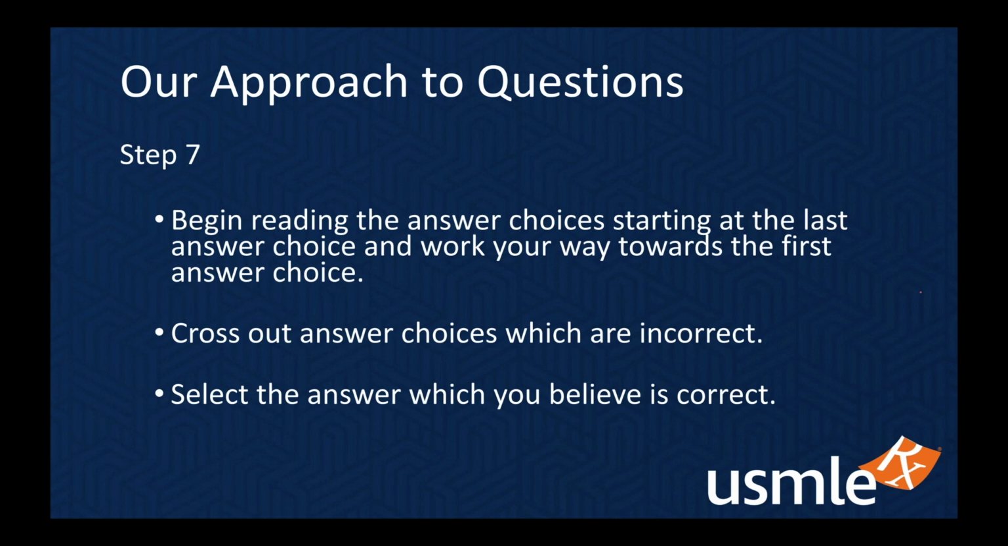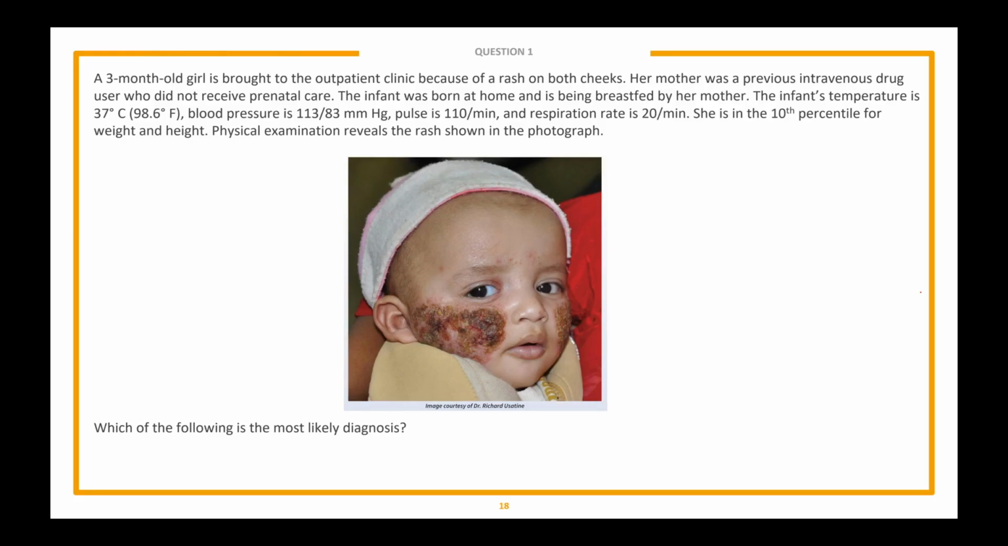So now that we've gone over our approach, let's do some questions together using this dissection technique. So now we'll move on to the next slide and we'll approach our first question together. Question number 1. So again, we'll begin with step number 1, which is to cover your answer choices. We've gone ahead and done that. So we'll move on to step number 2. We'll read that last sentence first. Which of the following is the most likely diagnosis?